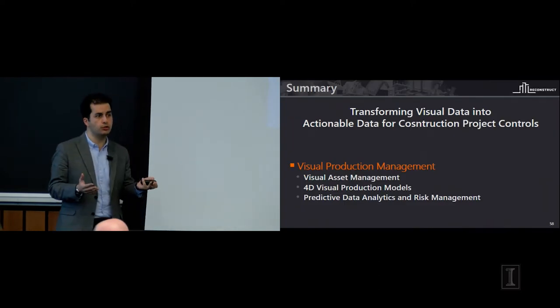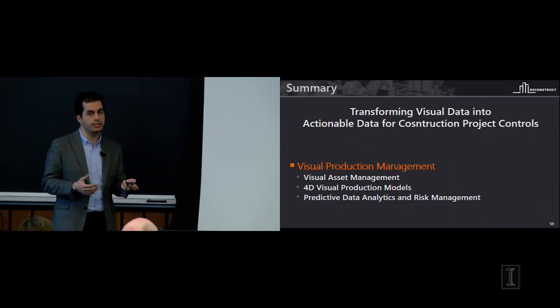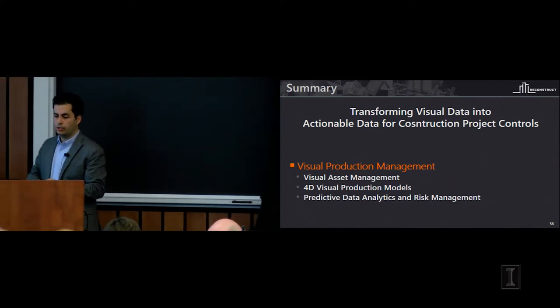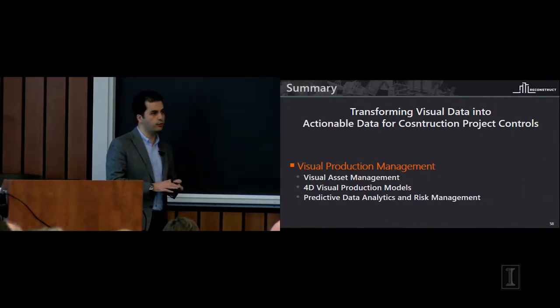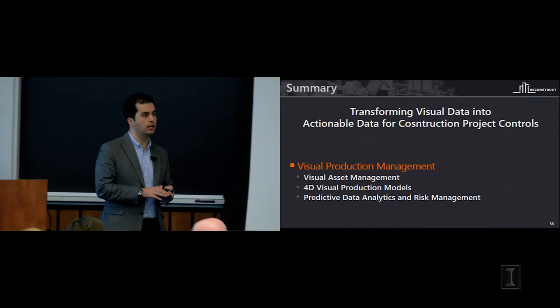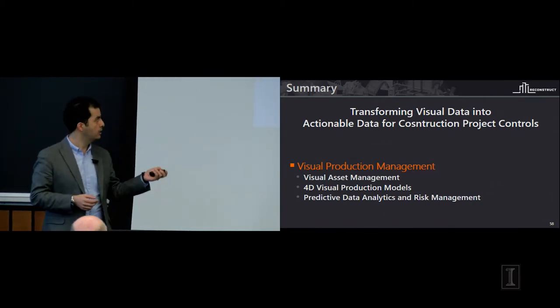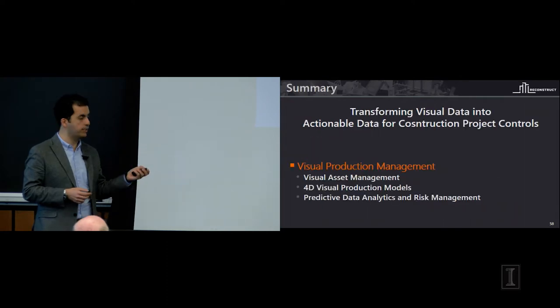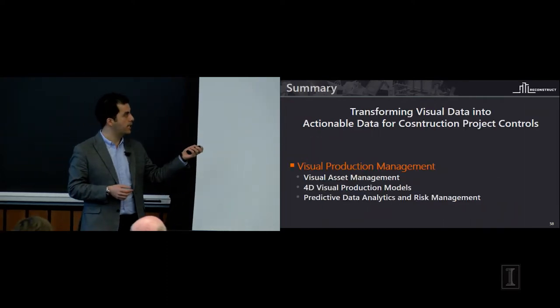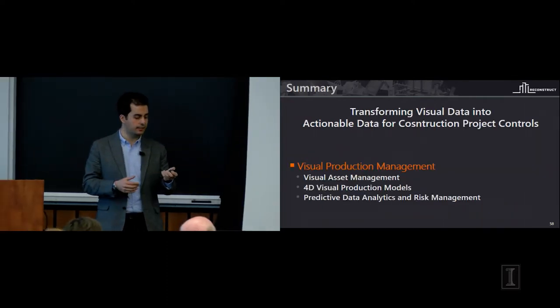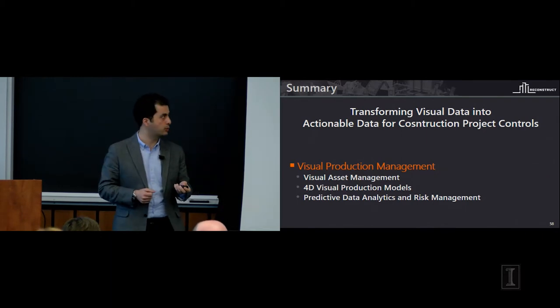So everything I've shown you so far is just to show you that you can take advantage of visual data on job sites and transform it into what we call actionable data that you can use for project controls. It has three elements: the element that manages your visual data, integrates it with the plan, and the element that does the analytics and can predict risk with respect to the future.